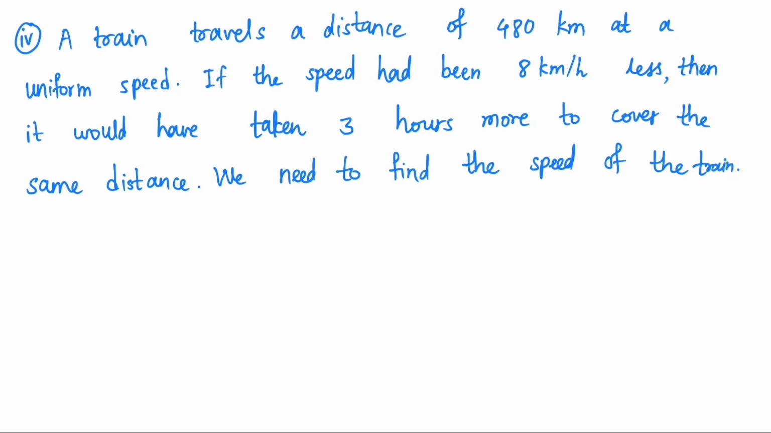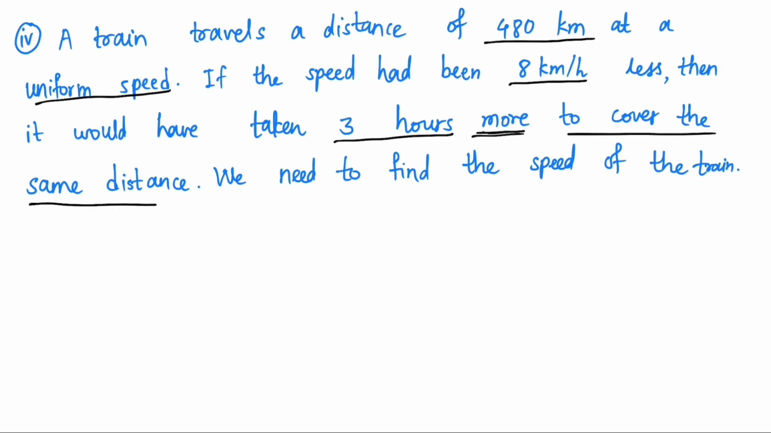Let's solve the next question. A train travels a distance of 480 km at a uniform speed. If the speed had been 8 km per hour less, then it would have taken 3 hours more to cover the same distance. We need to find the speed of the train. So to find a quadratic equation corresponding to this problem, we need to take the speed of the train as some variable. So take x as the speed of the train.